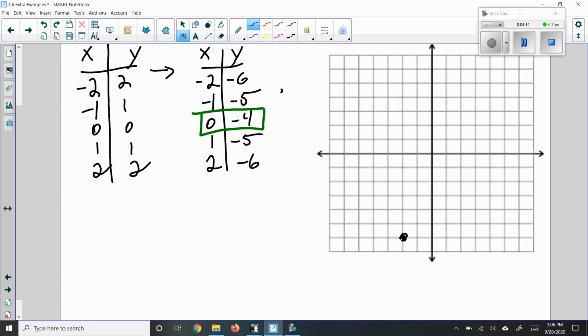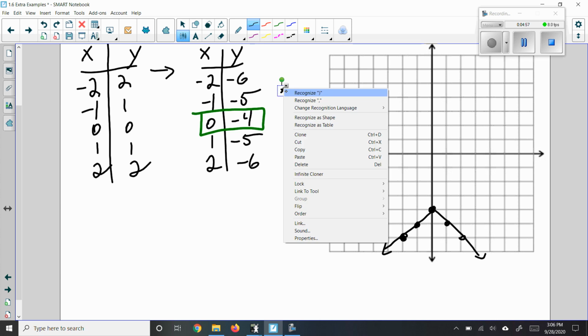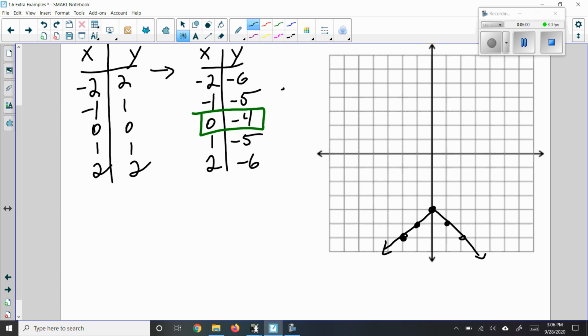-1, -5, 0, -4, and so on. So we see that it's now going down. So it's been reflected over the x-axis. I don't want that erased. There we go. And it's been shifted down.